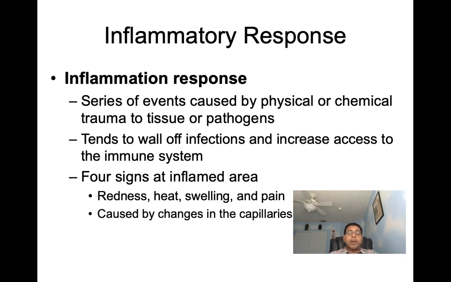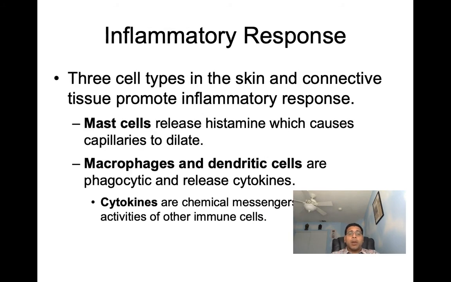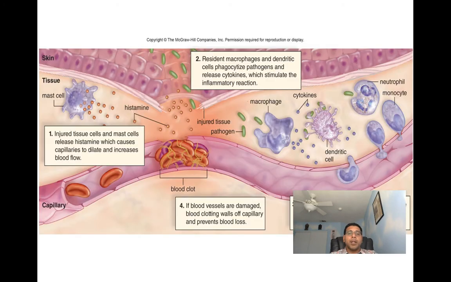Next, I want to talk to you guys about inflammatory cells. We're going to have one type first, called mast cells. Mast cells are responsible for releasing histamine. Histamine is a chemical that promotes inflammation. There are also other cells in inflammation, and they include our macrophages and our dendritic cells, which are phagocytic cells.